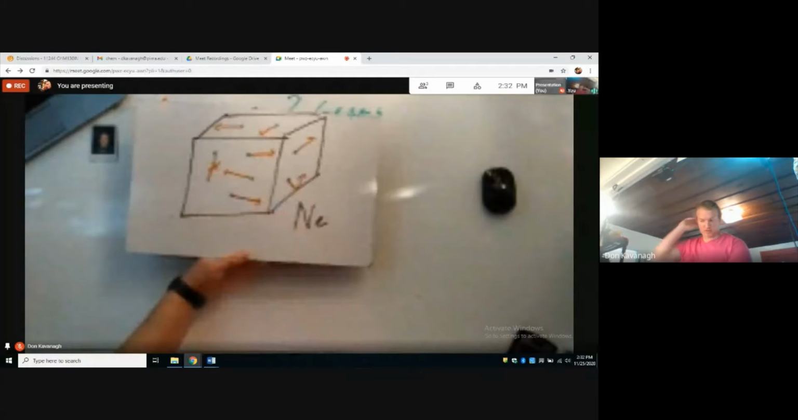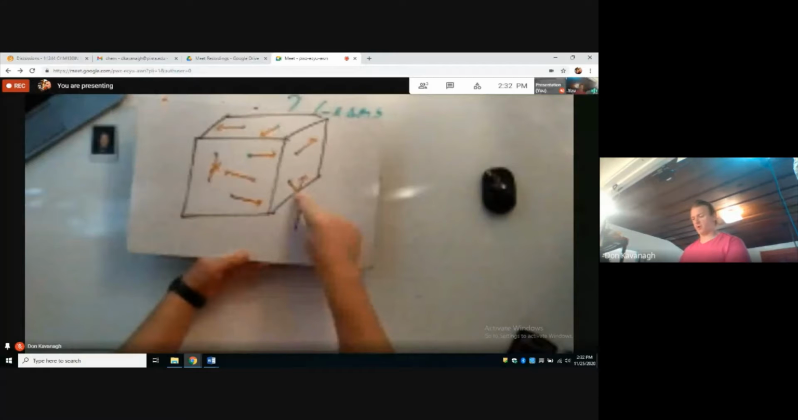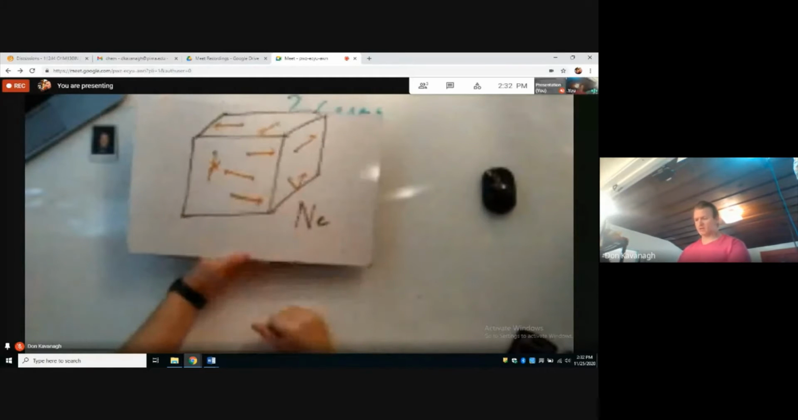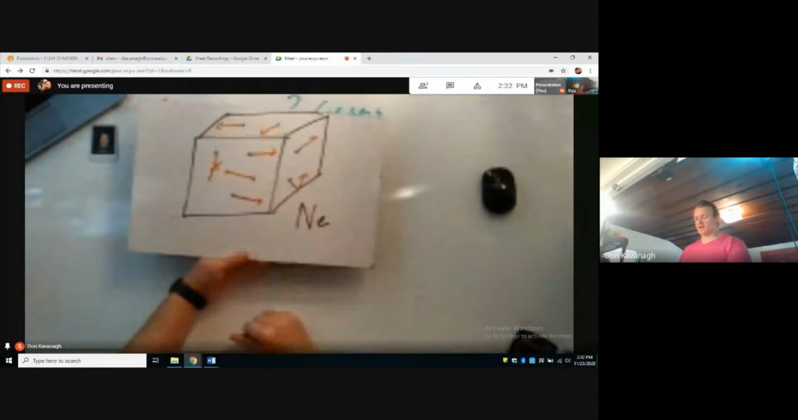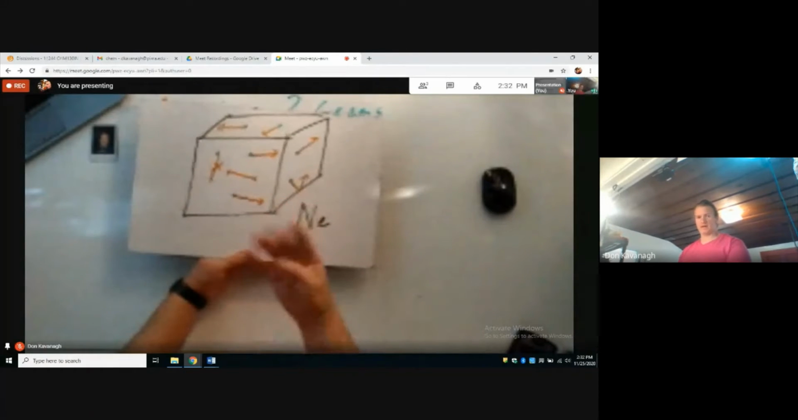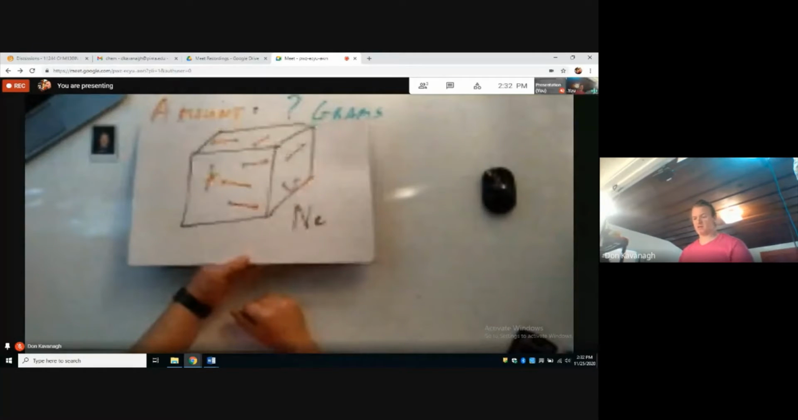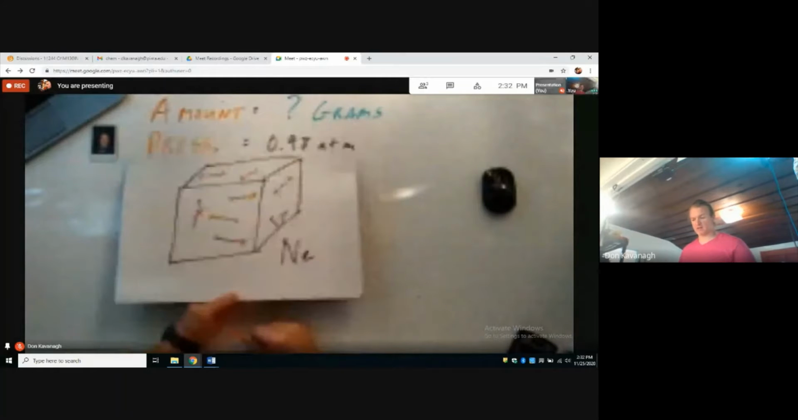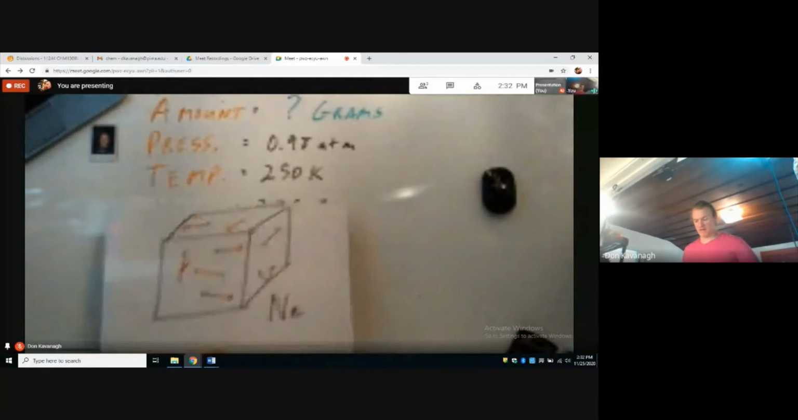They are moving in straight lines until they either hit the sides of the container or another particle in there. And they're moving randomly with respect to one another. This gas neon here, there are 4 measurable quantities about a gas we can talk about: the amount of gas, the pressure of the gas, the temperature of the gas, and the volume of the gas.